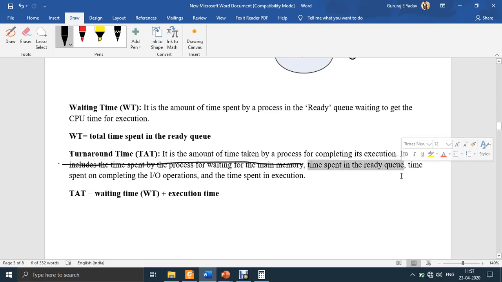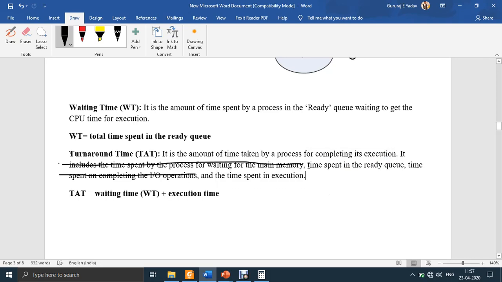Time spent in the ready queue is there, plus time spent on IO. This is also not there. Why? Because in the question itself it is clearly given there are no IO operations. And what is the other thing remaining? Time spent in execution. So this is there. Only two things you have to consider for this example to find out TAT. First is time spent in the ready queue. Next is time spent in execution.